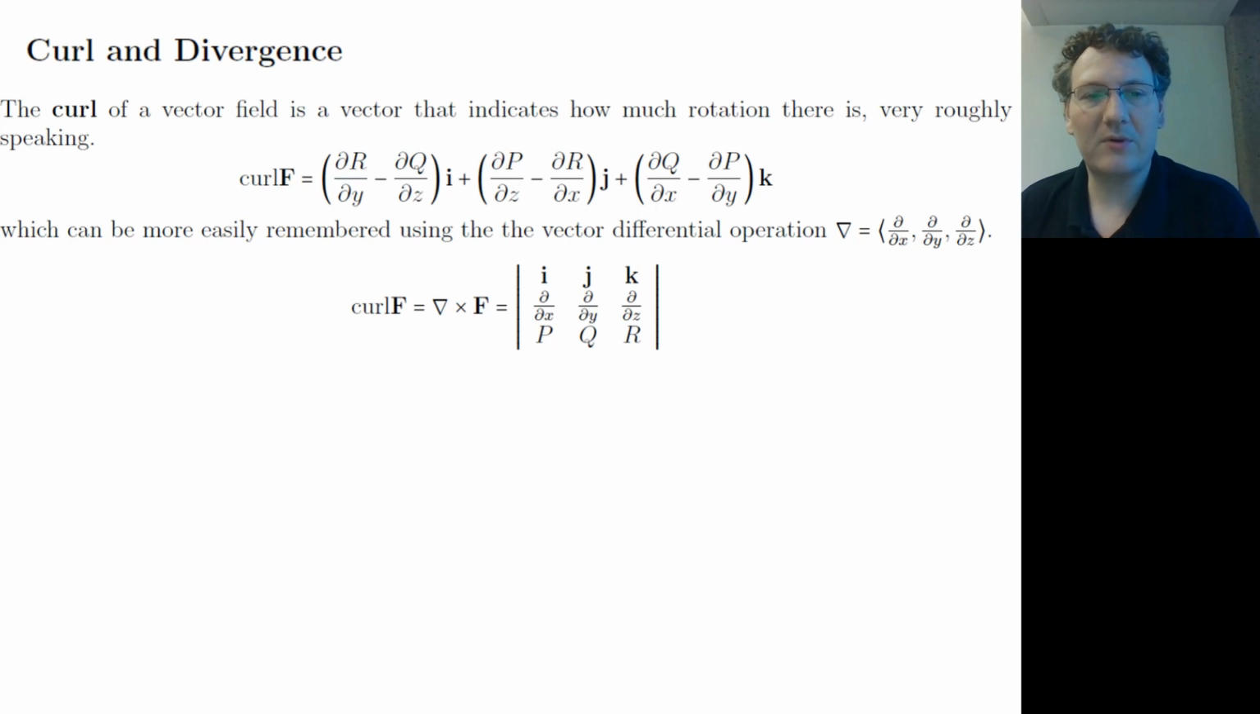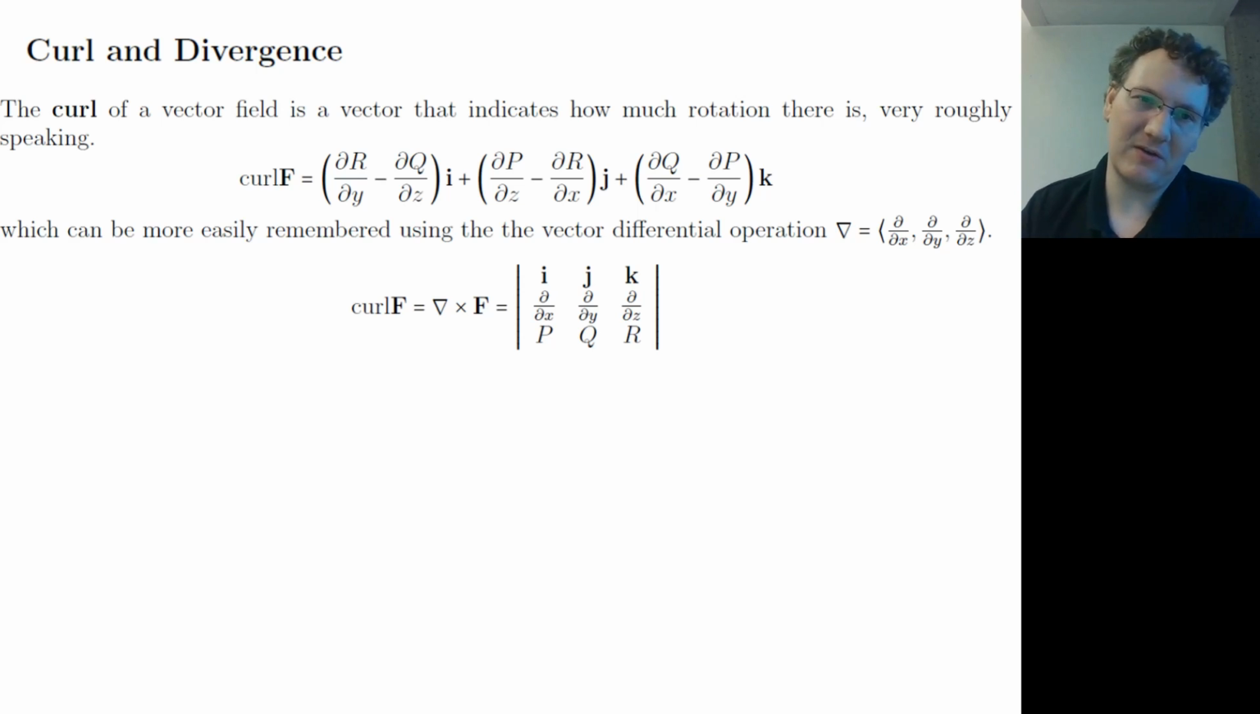Greetings. We're going to look at two properties of vector fields, the curl and the divergence. Roughly, they both come into play when you play with the gradient operator, like a vector differential operator, and these gradients. So the curl, roughly speaking, measures and indicates how much a vector field rotates.